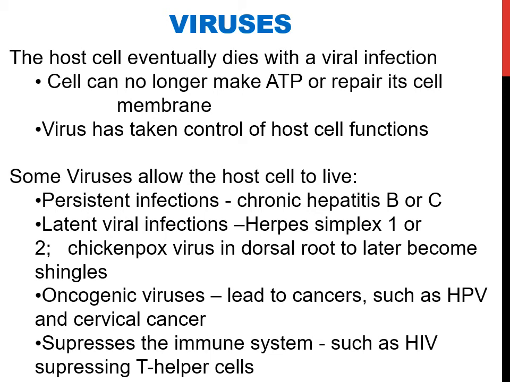Viruses can be oncogenic, meaning cancer causing, and the example that we use for that is human papillomavirus on the cervix, or hepatitis B or C leading to liver cancer. So those are oncogenic viruses. Some viruses can suppress the immune system, and the perfect example of that is how HIV suppresses the immune system by destroying the T helper cells in the immune system.